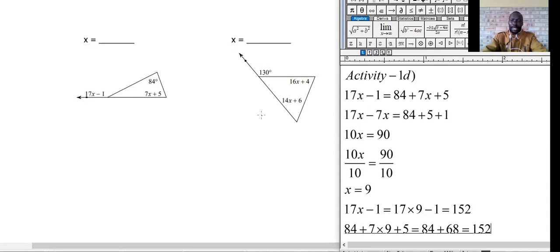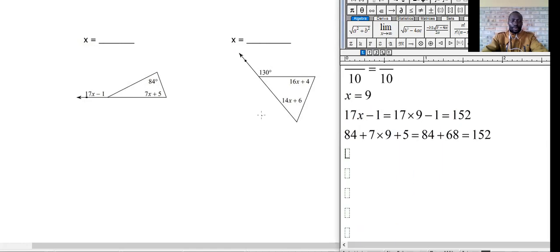So that one would be activity 1 part E. Now this way, we want to find out the value of x, and we would like to find the individual angles inside there. So yes, this is going to give us 130 for the exterior angle, and for the interior angles, we have what? We have 16x plus 4, and also 14x plus 6.